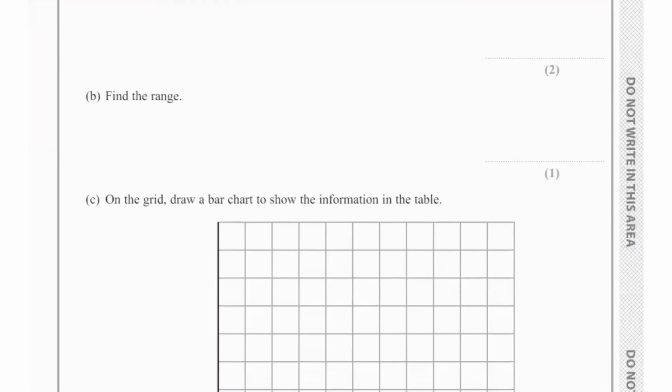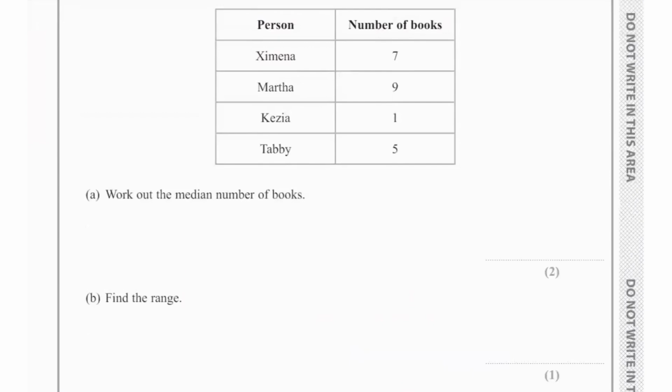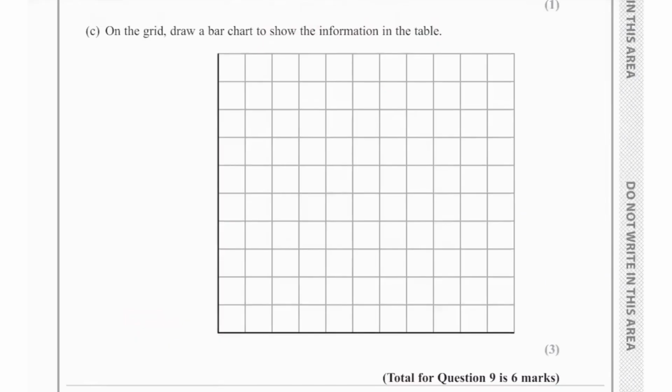Let's just find the range. For the range, we subtract the minimum value from the maximum value. The minimum value over here is 1 and the maximum is 9. So the range is going to be maximum minus minimum, which is 9 minus 1, and that is 8. That is your range. On the grid, draw a bar chart to show the information in the table.